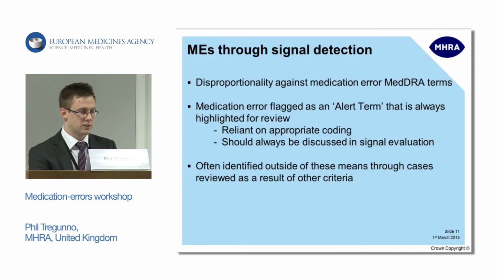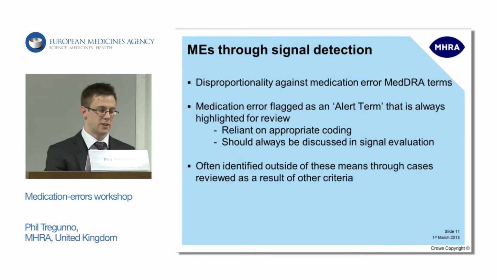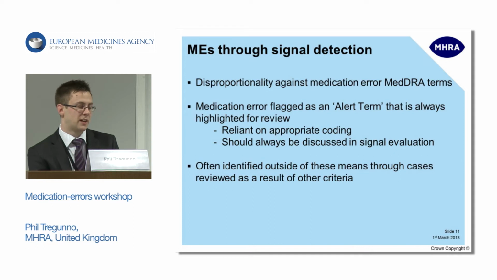Of course, it's impossible for us to detect medication errors if we don't have appropriate coding from this data. If we're thinking about these types of disproportionality analysis and these criteria-based methods, then we're only really focusing on drug event combinations. So it's critically important that one of the medication error terms is coded as a particular drug event combination. At the MHRA, we use medication error as an alert term, which means it's always highlighted for review in our signal detection processes. But of course, there are many different medication error terms that we need to consider.